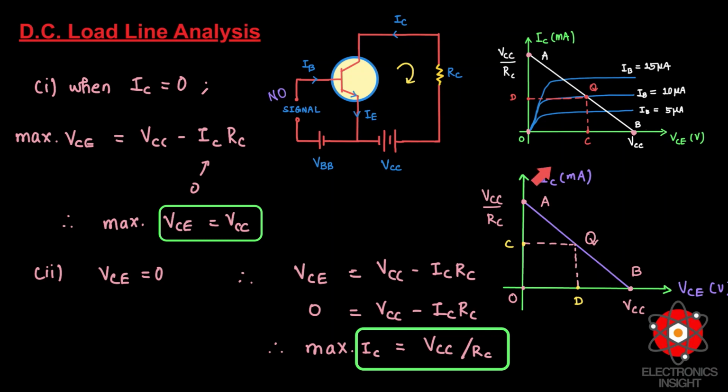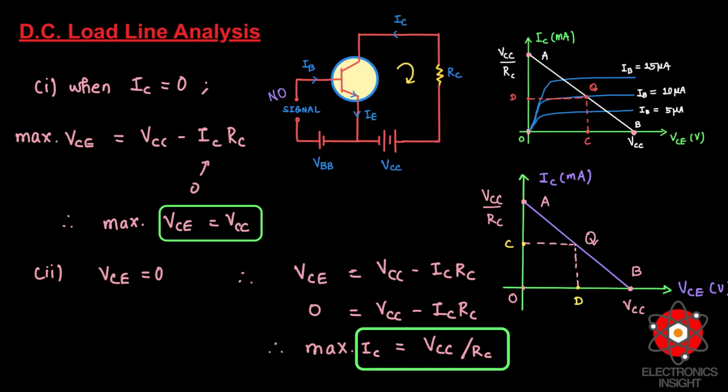So when IC is maximum, which is VCC by RC, your VCE will be 0. And when IC is 0, then the maximum VCE that is possible is equal to VCC. So for any other value of collector current, say OC, the collector to emitter voltage VCE becomes OD. So it follows that the load line gives a far more convenient approach to the direct solution of the problem we are encountering, to obtain the operating points.